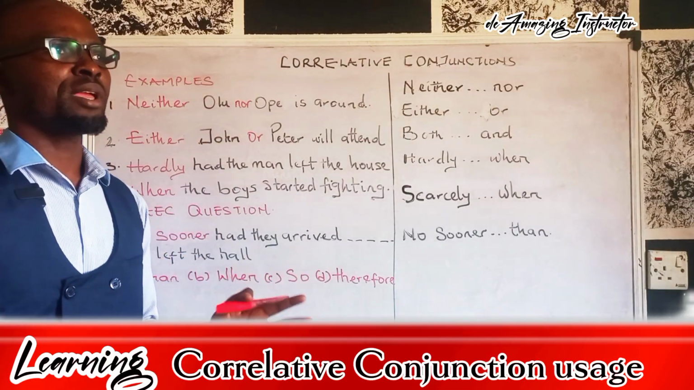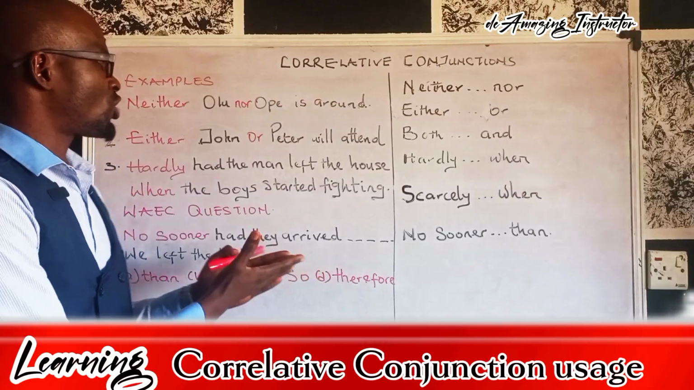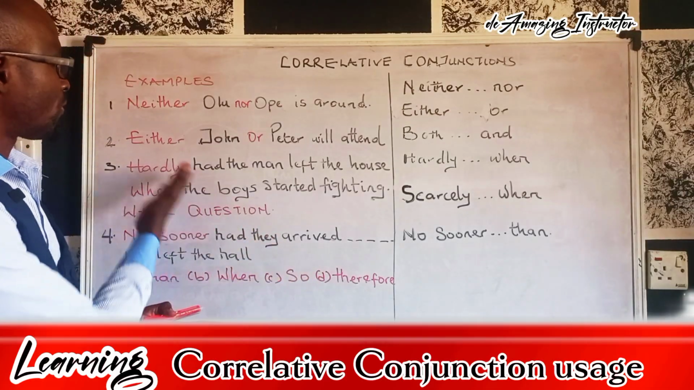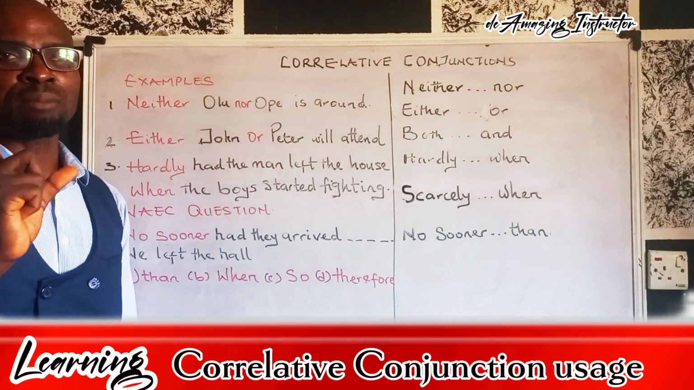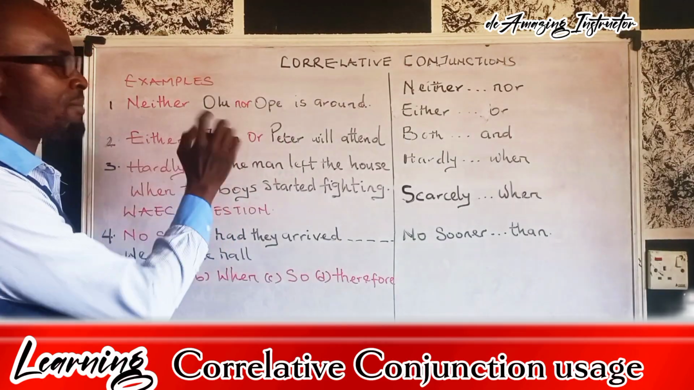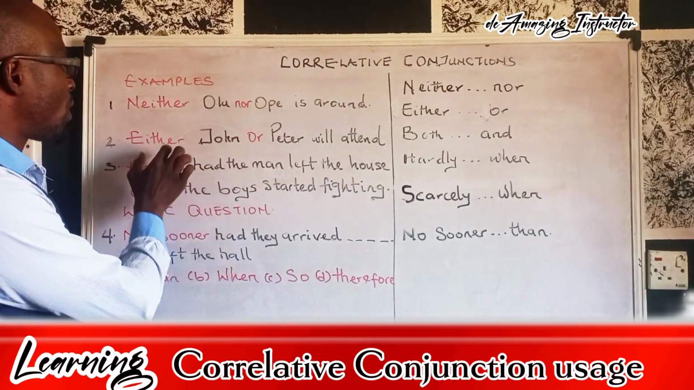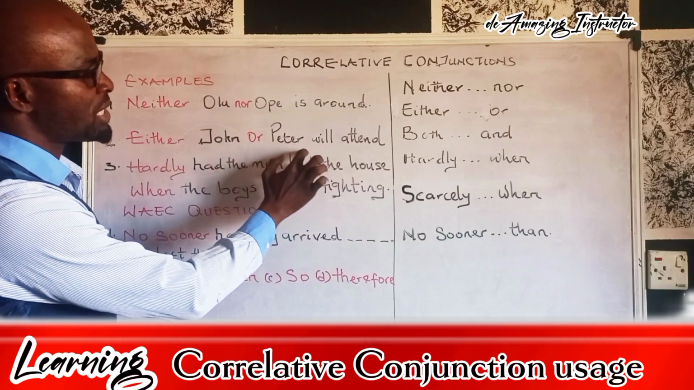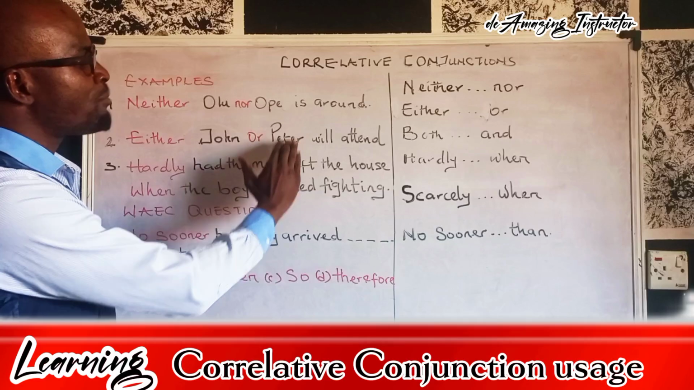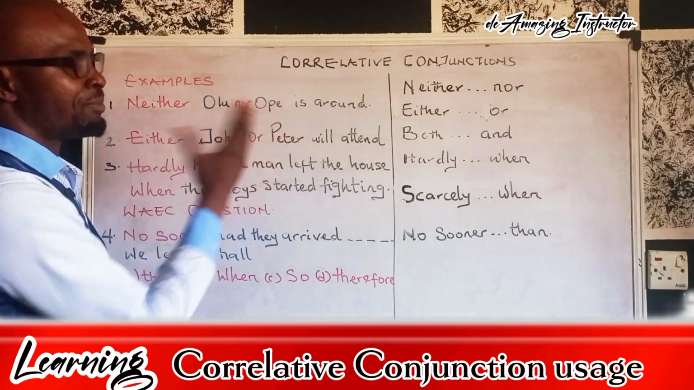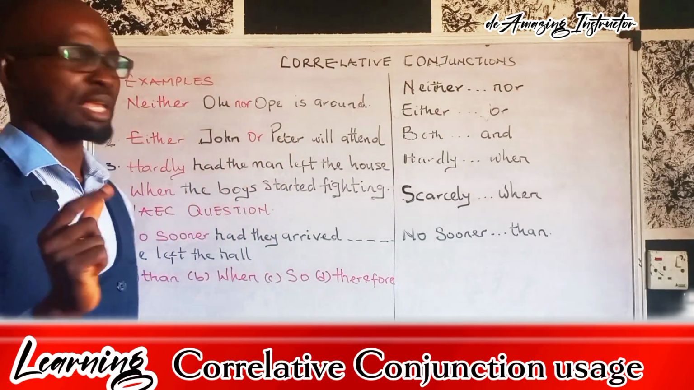For instance, if we have something on this, either John or Peter, that is, one of them should be around. One of them. Either means one, neither means none. So either John or Peter will attend. Now, the same rule applies to this, but one thing I want to point your attention to is this.